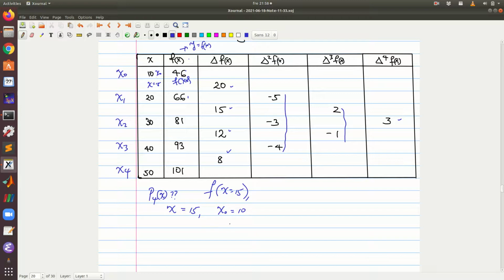x naught is 10. The step length h is uniform here. You can see it is 10, 10, 10, and 10. So h is x1 minus x naught, which is 20 minus 10, and we have 10. What is r? We know that r is given as x minus x naught over h. Our x is 15, minus x naught, which is 10, divided by h, which is 10, and we get 0.5.